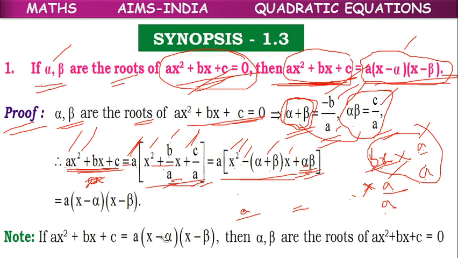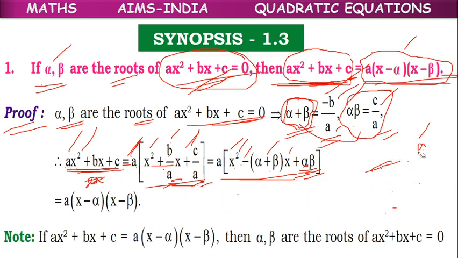If you want to simplify further: now we have written b by a as minus of alpha plus beta, and c by a as alpha beta. Now we have the equation in terms of alpha and beta. Let's simplify further. So x square minus alpha into x, minus beta into x, plus alpha beta. We can write like that.